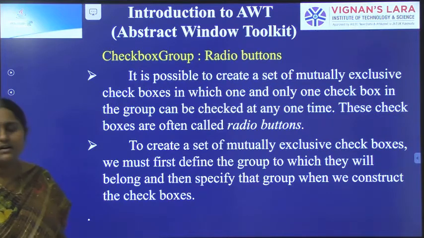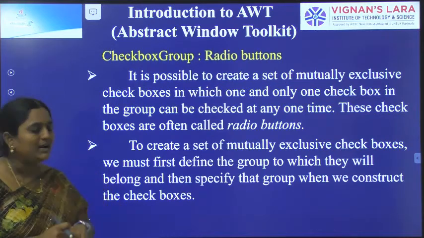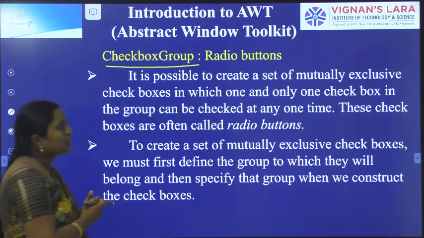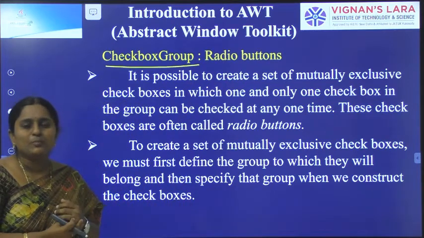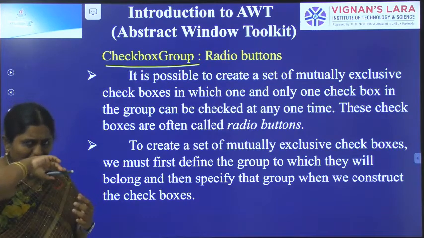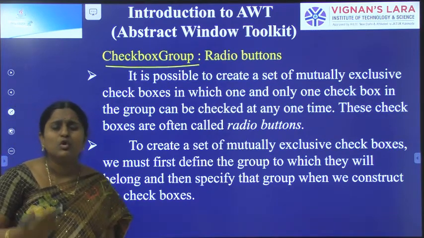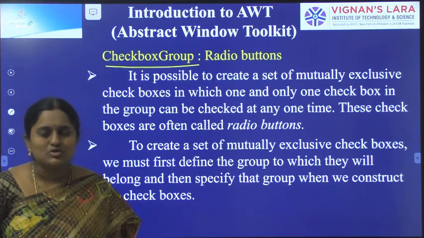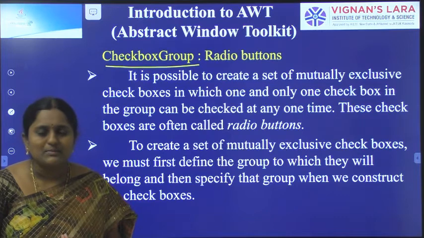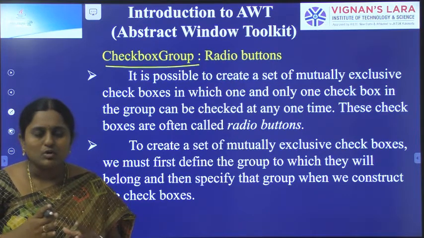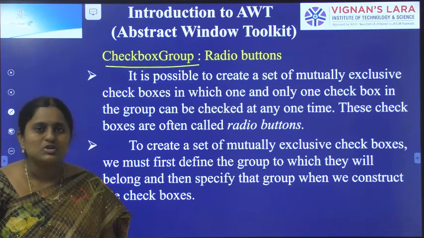Next, coming to the next GUI component. What is our next GUI component? Checkbox group. Checkbox group means radio buttons. If you want to go with single selection, then you can choose radio buttons. If you want to go with multiple selections, then you can choose checkboxes. If you want to go with single selection, then you can choose checkbox group.